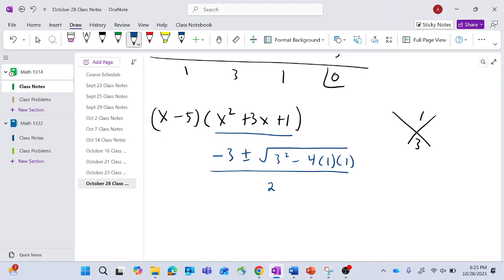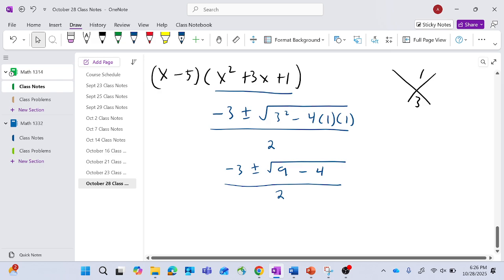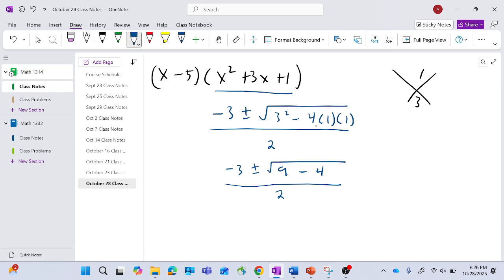Is everyone with me? Any questions about what I'm doing or why I'm doing something? All right, so you have negative 3 plus or minus the square root. That's 9 minus 4, all over 2, or negative 3 plus or minus square root of 5 over 2. Any questions?